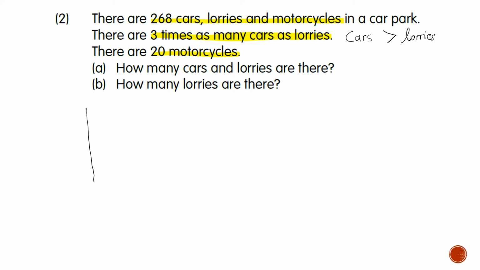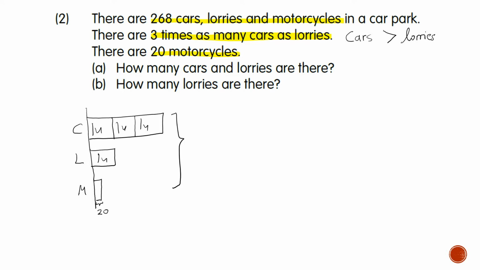There are three times as many cars as lorries. Can you extend the line? So this is 1 unit, remember, 1 unit each. And motorcycles, there are 20. I'm just going to draw a small bar. We don't know how much it really is. Then we label this very quickly, 20. And the given total, 268. Okay, we have used all the information.